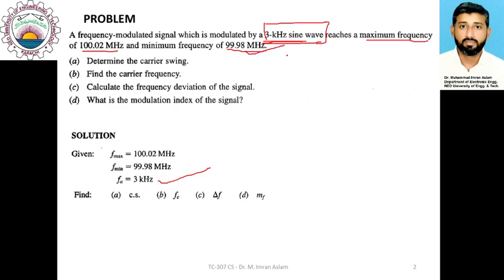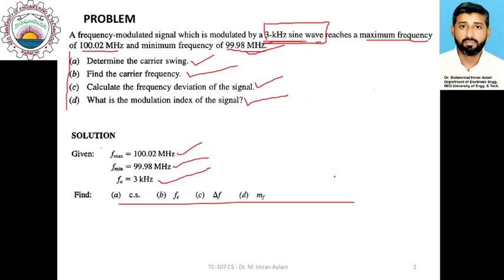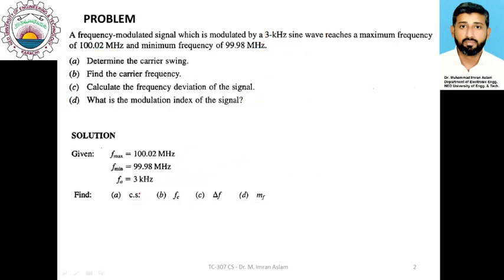We know that for frequency modulation there is a change in the frequency. So the maximum frequency attained by the modulated wave and the minimum frequency attained by the modulated wave are given, and from this information we want to find these things. First we want to calculate the carrier swing, second the carrier frequency, third the frequency deviation for the signal, and fourth the modulation index of the signal. So we want to find these 4 parameters here. Let us now start with the carrier swing.